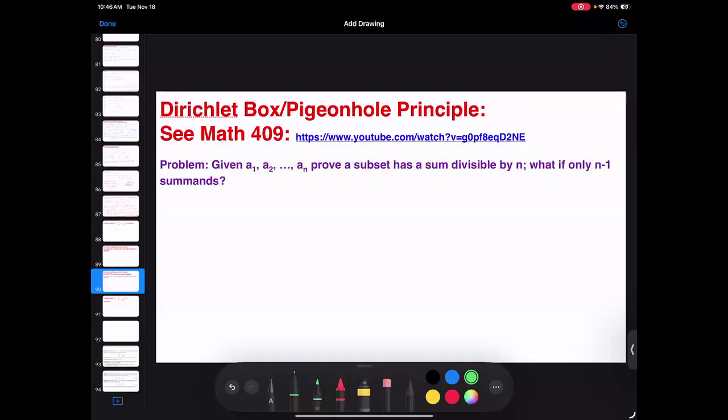Here's a nice example. And again, if you like more of this stuff, I've given a link. Given numbers a1 through an that are integers, prove a subset has a sum that's divisible by n. What if there are only n minus 1 numbers? So could you give me n minus 1 numbers such that no subset of them has a sum that is a multiple of n?